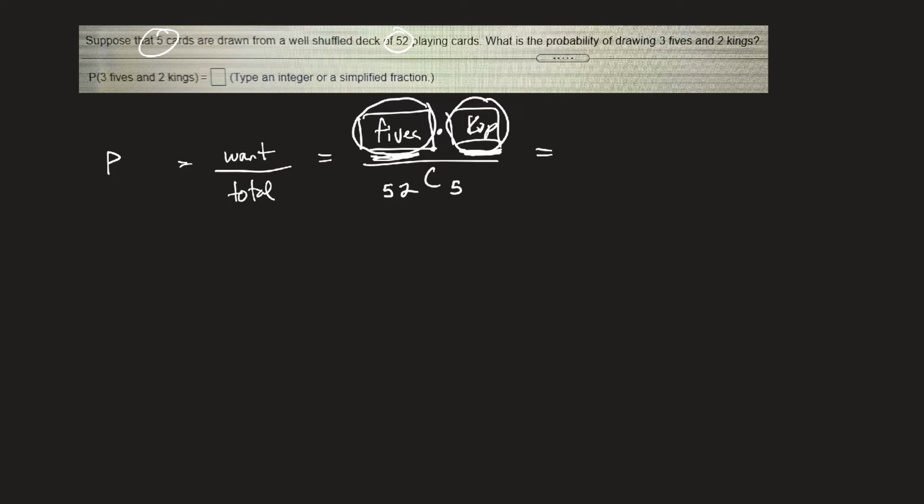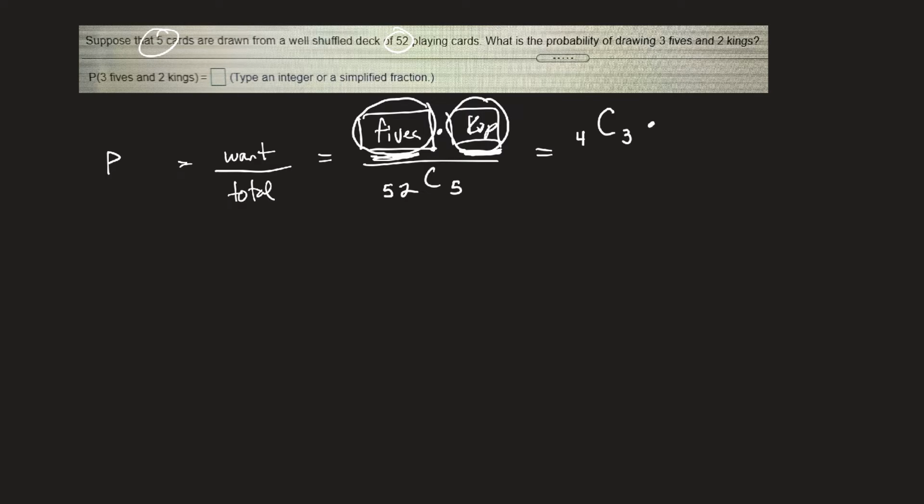Okay, so 5s. How many 5s are there in the deck? There's 4 of them, and I'm choosing 3 of them. So that's how many ways I could choose 3 5s from 4. So I might get a diamond, club, and heart. That's what we're talking about.